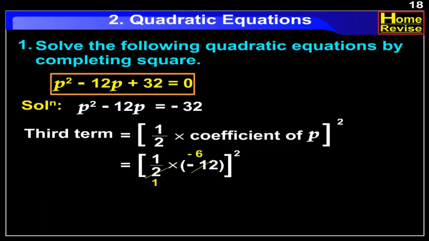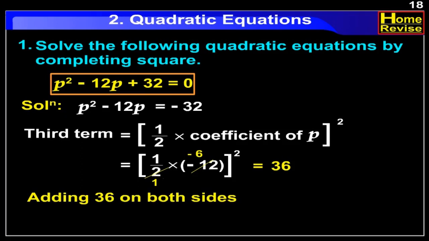2 ones are 2, 2 into minus 6 are minus 12. And minus 6 whole square is equal to 36. Adding 36 on both the sides, we get p square minus 12p plus 36 is equal to minus 32 plus 36.